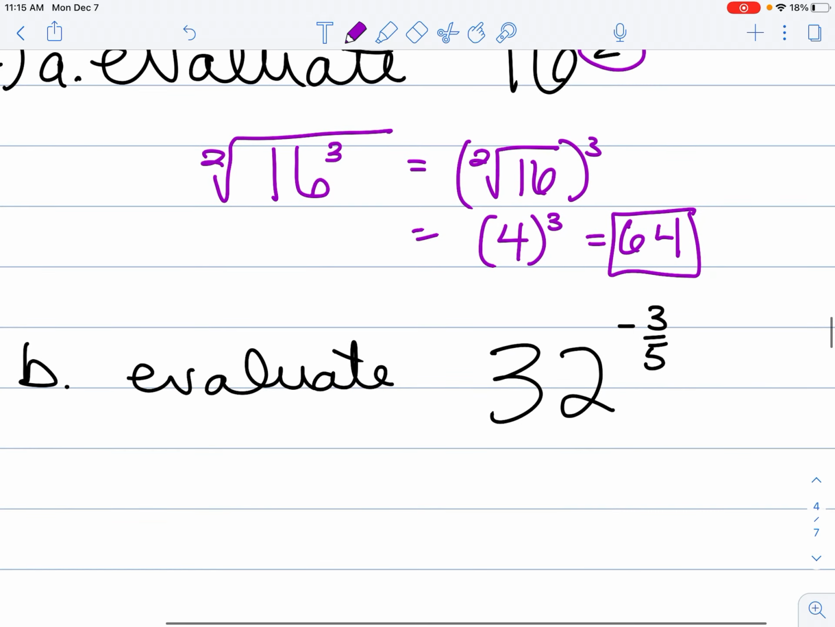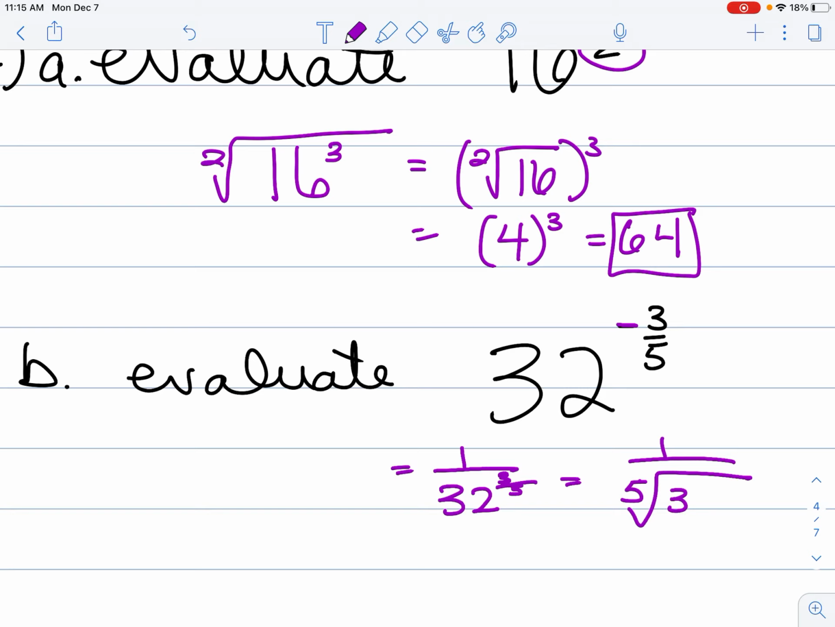And then evaluate. So remember, again, we've got this negative root, so I can write this as equal to 1 over 32 to the 3/5 power, okay, which would become 1 over, remember, the denominator is what goes on the root, 5th root of 32 to the third power.